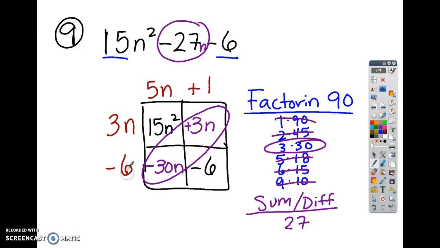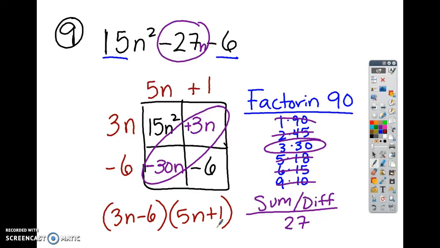And then just make sure that everything does work. 5n times 3n is 15n squared. 3n times 1 is positive 3n. Negative 6 times 5n is a negative 30n. And negative 6 times 1 is a negative 6. When you combine these two, they give you a negative 27n. So we're good. And the answer would be 3n minus 6 and 5n plus 1.